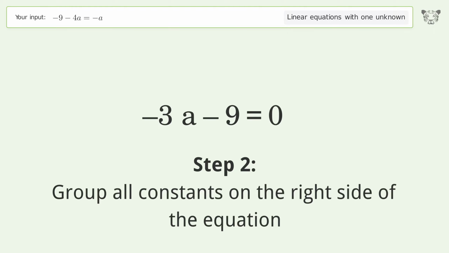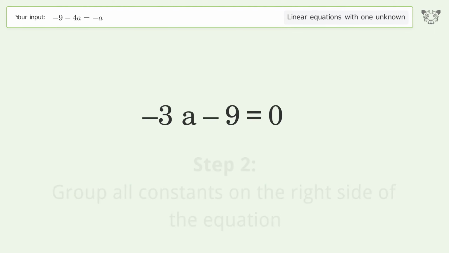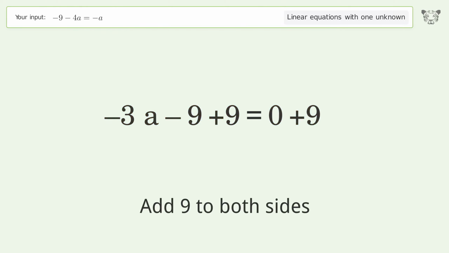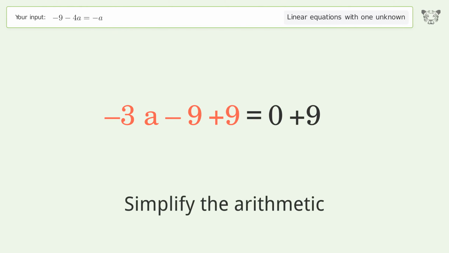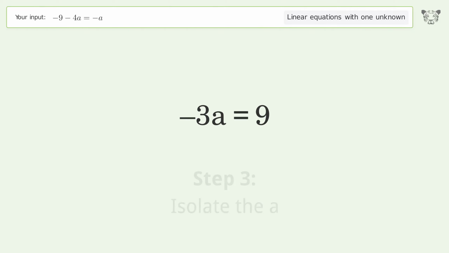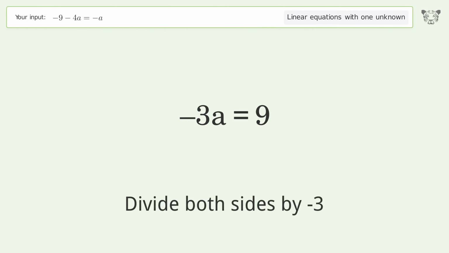Group all constants on the right side of the equation. Add 9 to both sides. Simplify the arithmetic. Isolate the a. Divide both sides by -3.